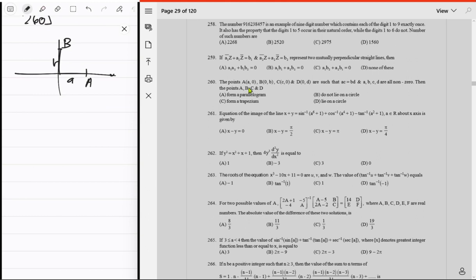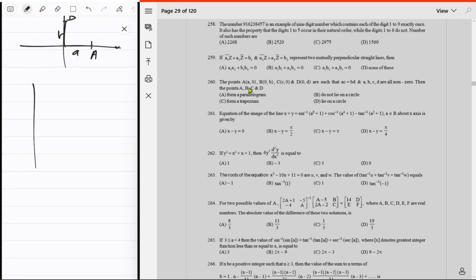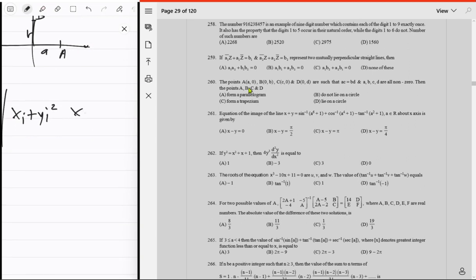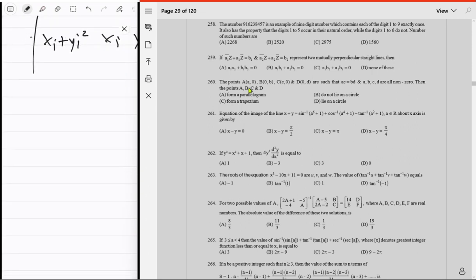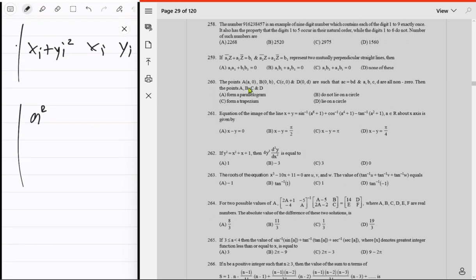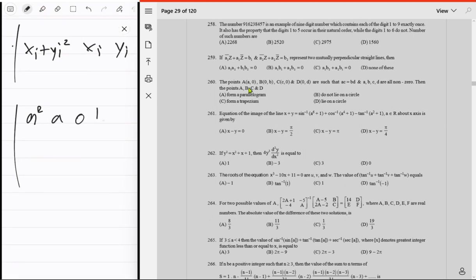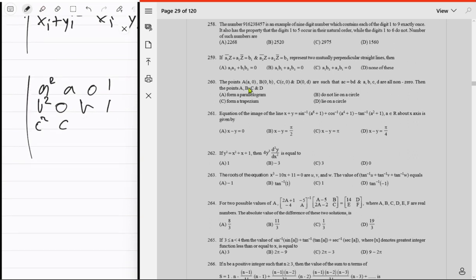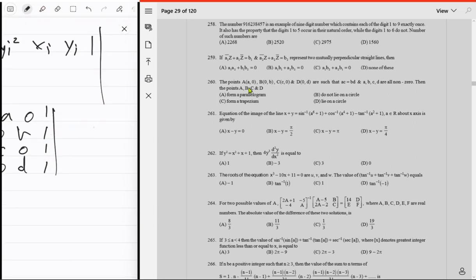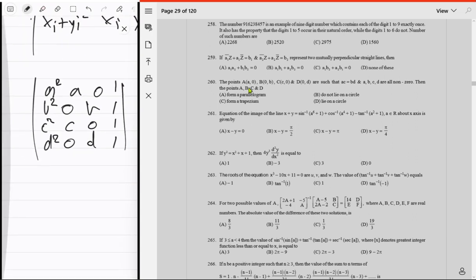So, x plus y square minus ax minus by and so on. What is this thing? The first column is x_i square plus y_i square, then the next has x_i, then y_i, then 1, right? That's the thing. So let's start. Basically it becomes a squared, a, 0, 1, then b squared, 0, b, 1, then c squared, c, 0, 1, and then d squared, 0, d, 1. Is this actually equal to 0? Then these are on a circle, of course.